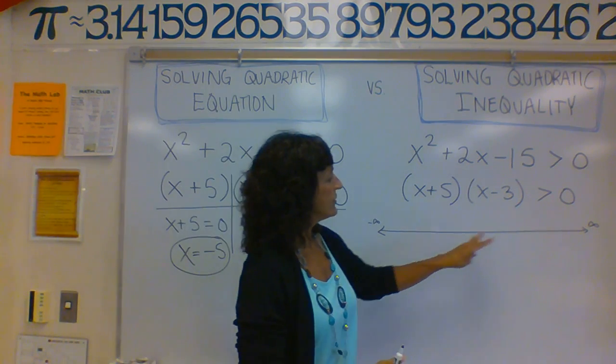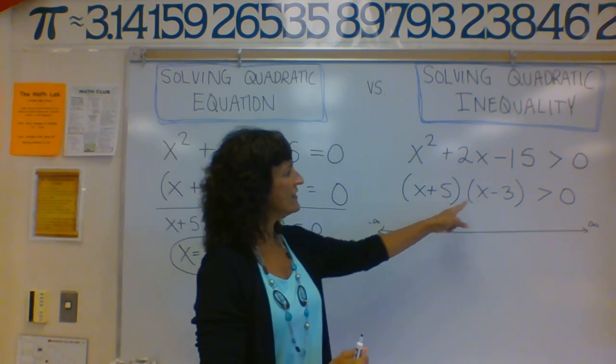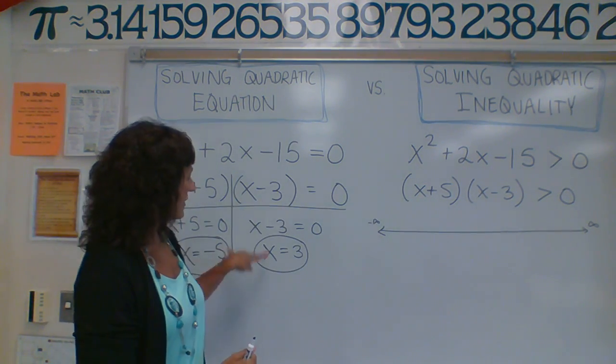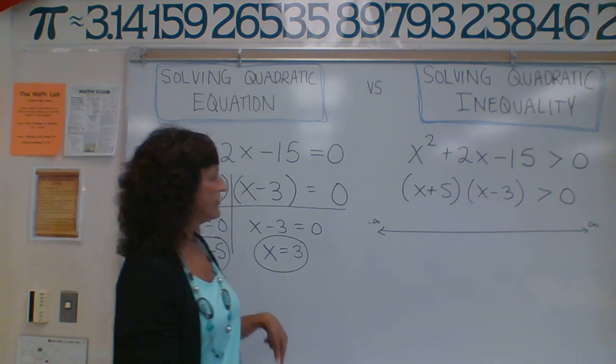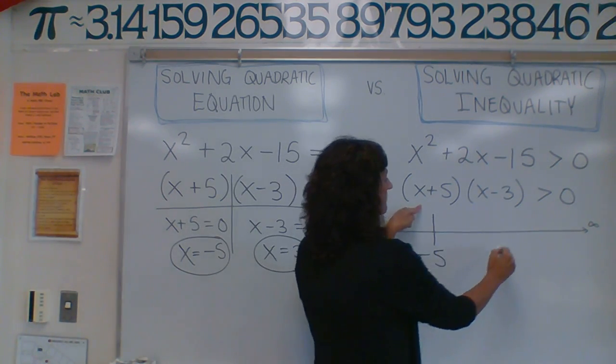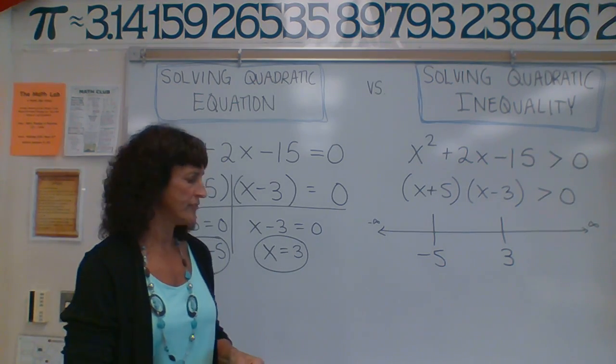Then we take the zeros of the quadratic function and plot those on our number line. We've already solved for the zeros over here, so the zeros are negative 5 and positive 3.